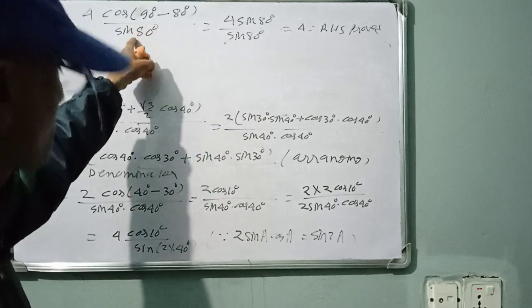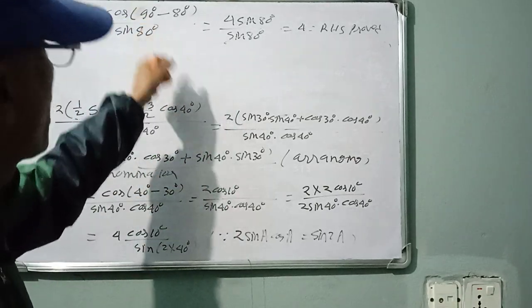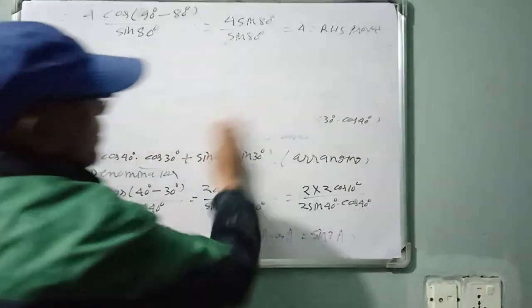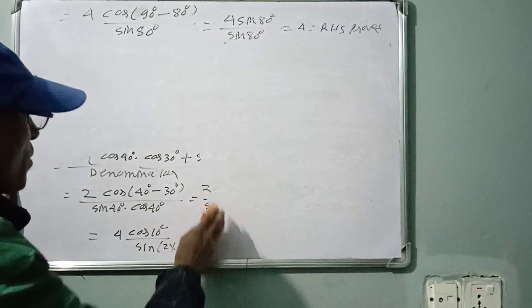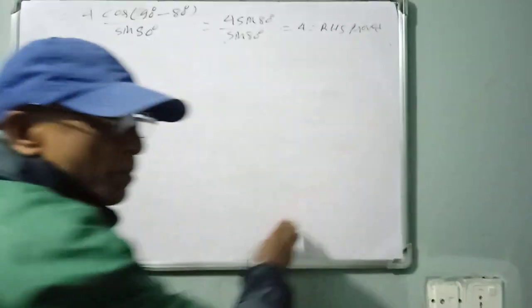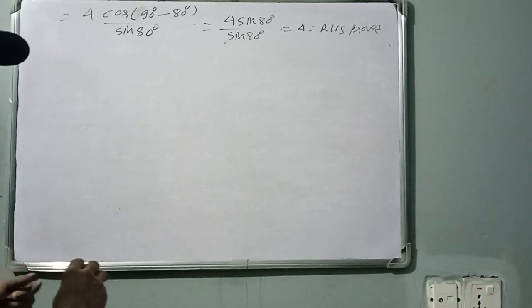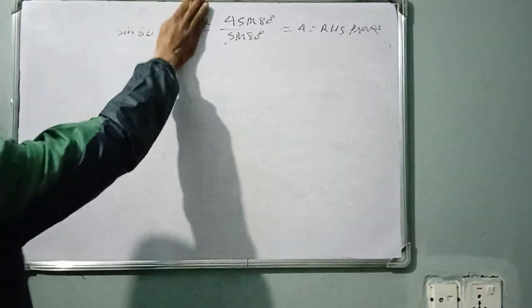Or you can change sin into cos or cos into sin. Make both cos or both sin to get the RHS. Here we used complementary angle, double angle, and compound angle. Double angle: sin 2A is 2 sin A cos A. Complementary angle: cos 90 degree minus A is sin A. And compound angle: cos A minus B is cos A cos B plus sin A sin B.